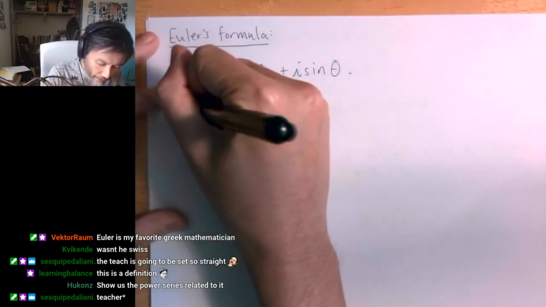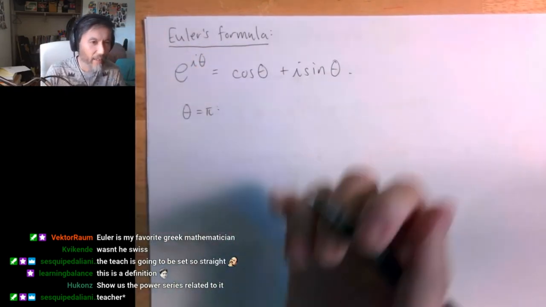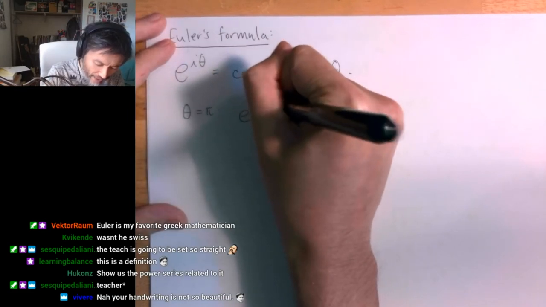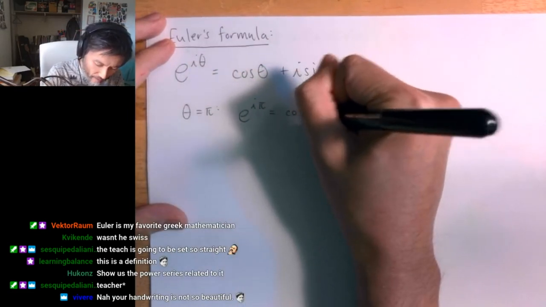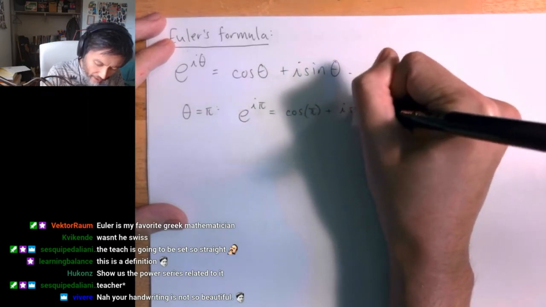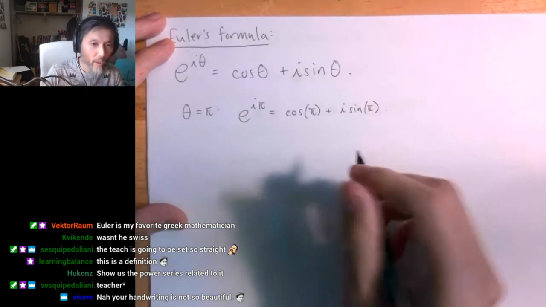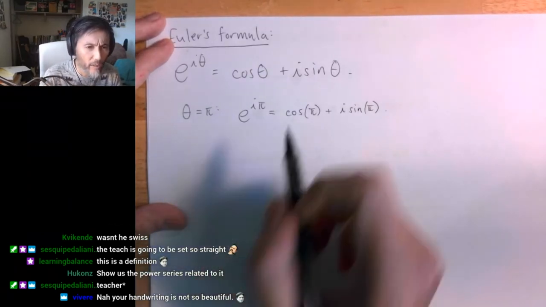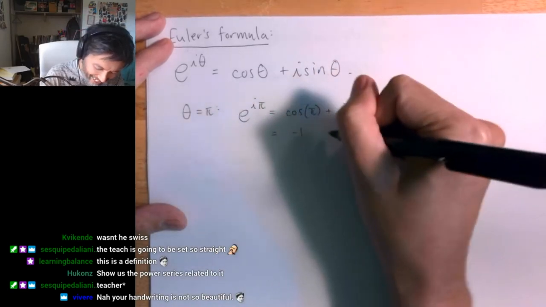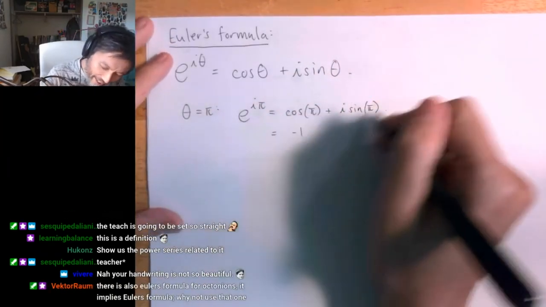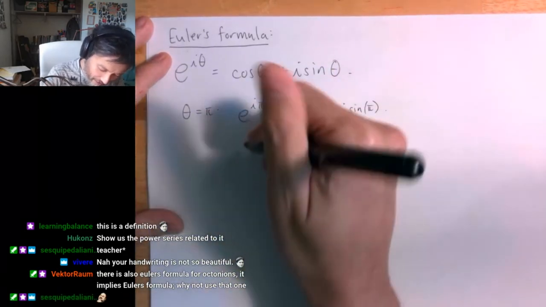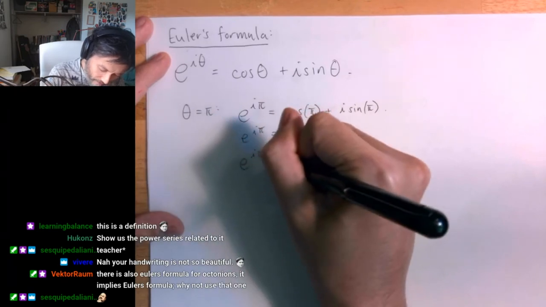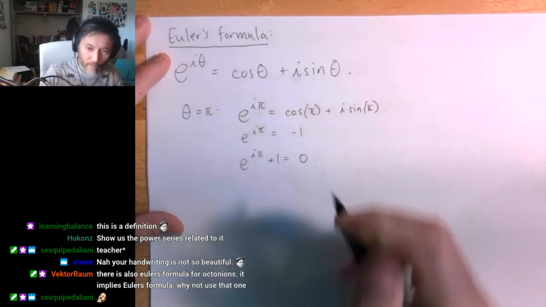Because if you stick in theta equal to pi, what you get is e to the i pi is equal to cosine pi plus i sine pi. As you know, i sine pi is 0, so that dies. Cosine pi is negative 1. So e to the i pi is equal to negative 1, and then you add 1, and it's equal to 0.